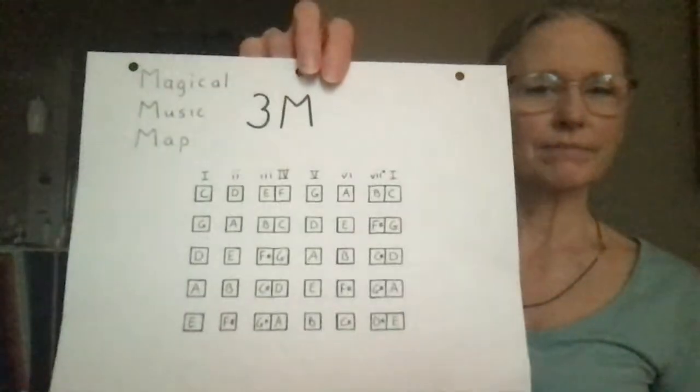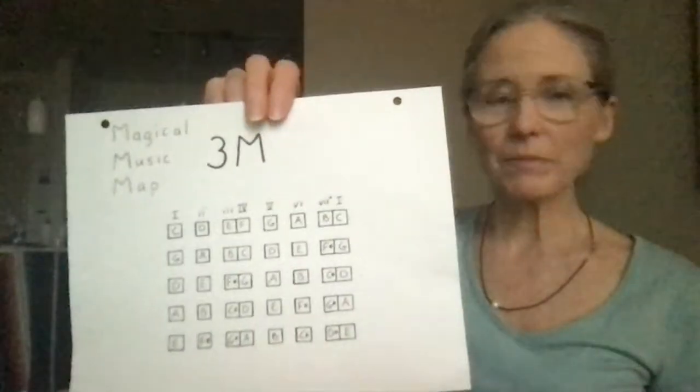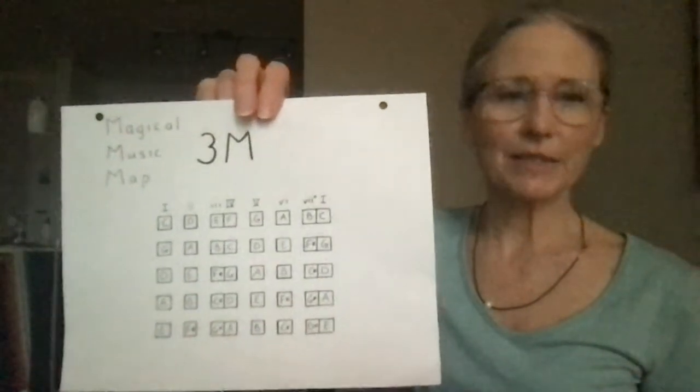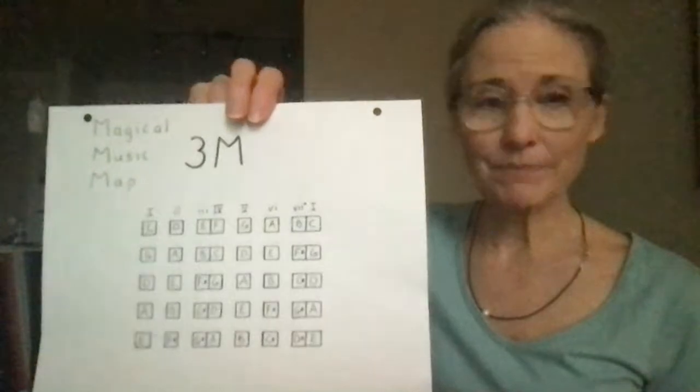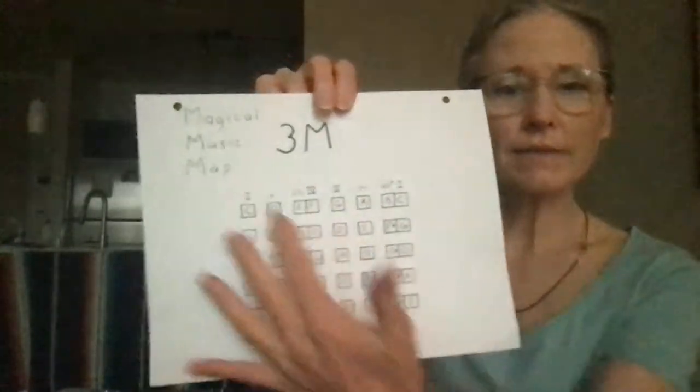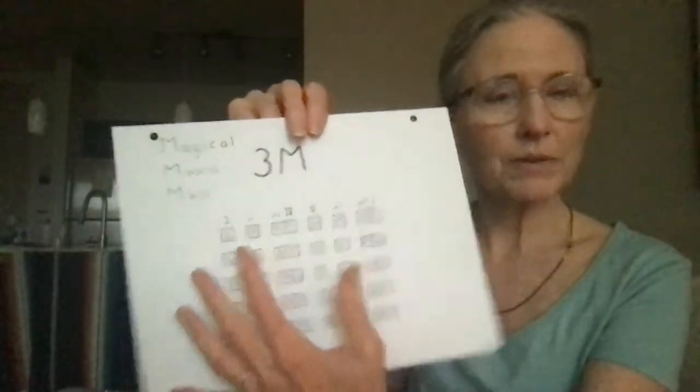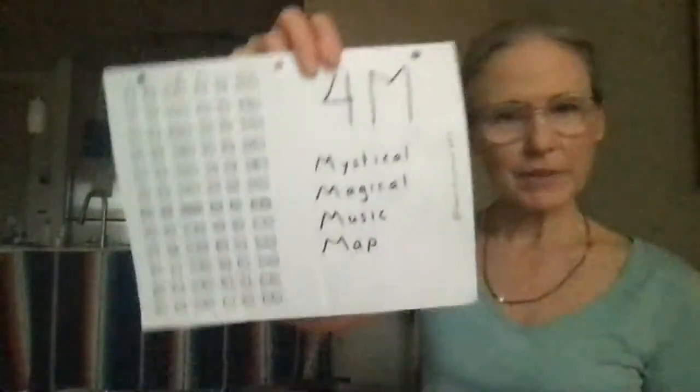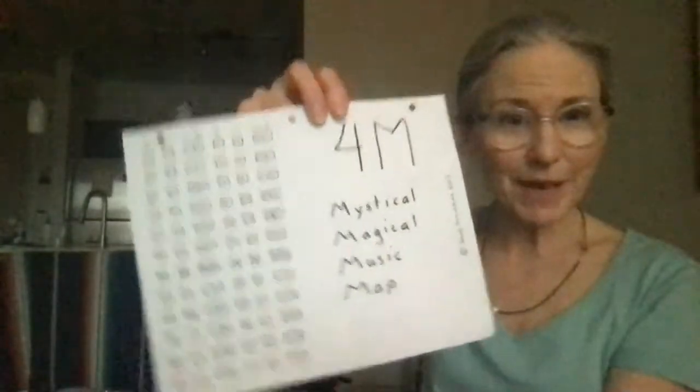And I just named it. So yeah, I made this one first. I don't know why. I do think music is kind of magical and mystical, so I just wanted it to have a name, so I named it. This is a 3M because it's smaller. It's just magical. That's a magical music map. And this one is a mystical magical music map because more weird stuff happens. And then I have a 5M. That's the marvelous mystical magical music map.